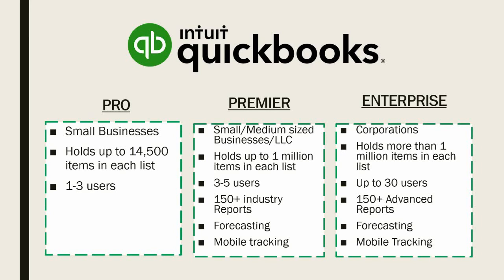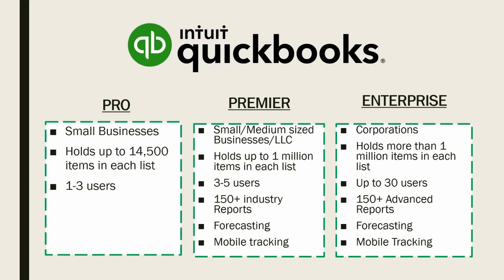They also have more than 150 advanced reports, so beyond the industry ones, of course, because you're looking at a corporate level. Corporate level will have a lot more details, right? And then, of course, they have forecasting and mobile tracking. So you have a vast difference between the three. But what makes sense to you and what you need for your company is based on what you decide the company needs.